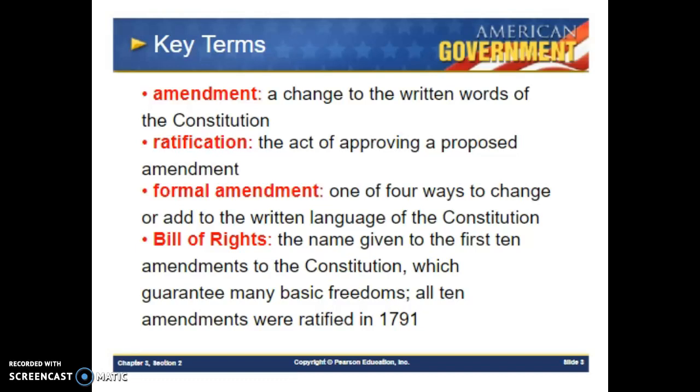Bill of Rights, this is the name given to the first 10 amendments to the Constitution, which guarantee basic freedoms. All 10 amendments were ratified in 1791. And just remember that the reason that we have the Bill of Rights is because the Anti-Federalists were not okay with the Bill of Rights not being included, because they were in fear that our freedoms would not be protected, and so they demanded that the Federalists create the Bill of Rights and add it to the Constitution, and it was ratified in 1791.